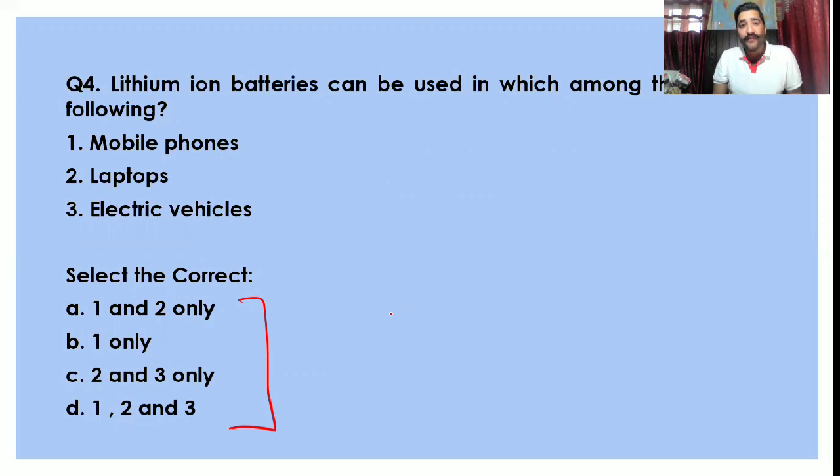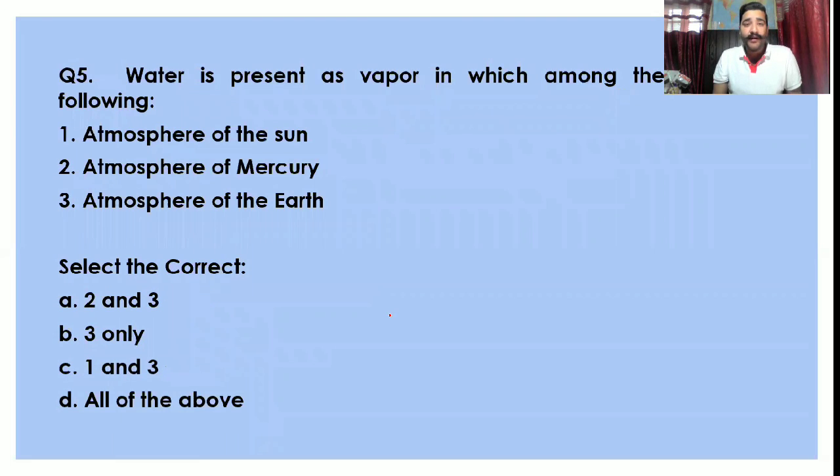So last question, the fifth question for the day, water is present as vapor in which among the following? Atmosphere of the sun, atmosphere of Mercury, atmosphere of Earth. So select the correct, 2 and 3, 3 only, 1 and 3, all of the above. So these were the 5 questions for the day. I'll be discussing the answers right now.